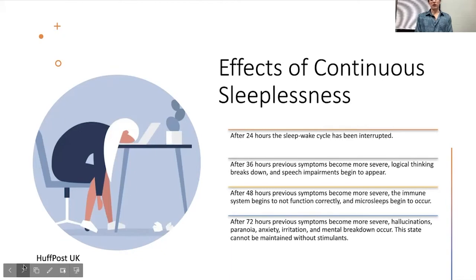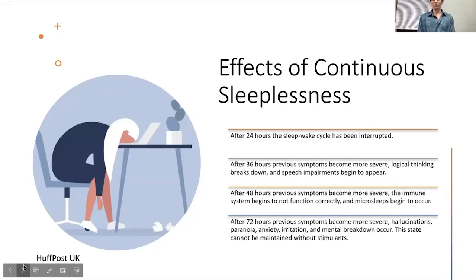After about 48 hours, the previous symptoms again become more severe, and the immune system begins to not function correctly. So you will likely get sick or be more prone to sickness, and microsleeps begin to occur. A microsleep is when you fall asleep for less than 30 seconds. So you may have felt this in class at some point. If you just didn't get a very good night's sleep before, you fall down and pick your head back up and you're kind of disoriented. That's what that is. After about 72 hours, the previous symptoms again become more severe.